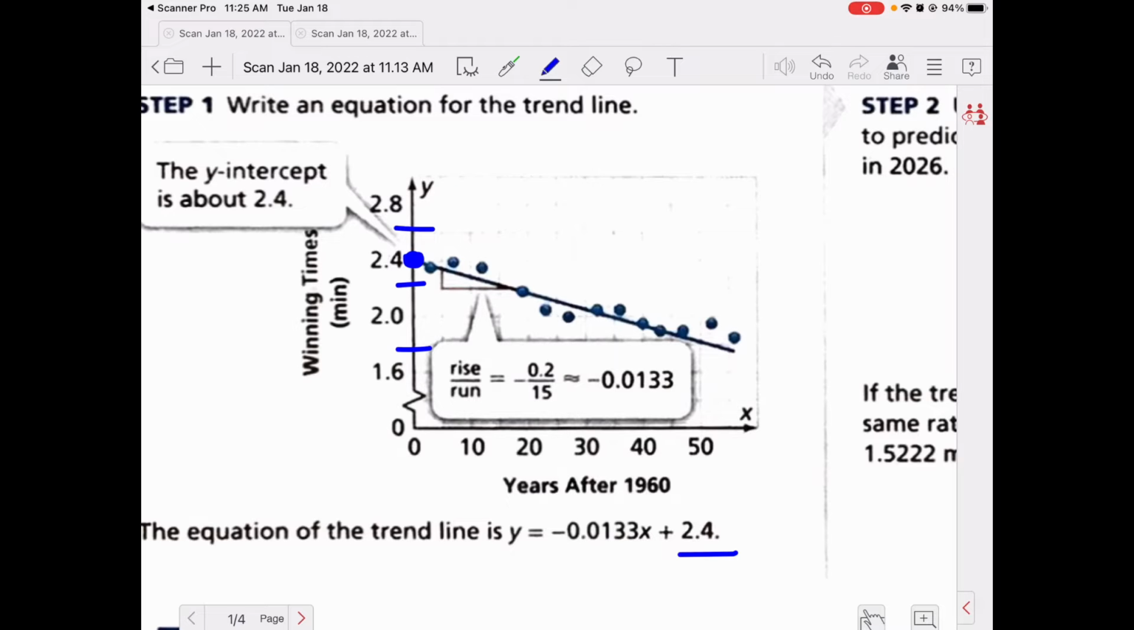Okay, so if we look at this, we're going down 0.2 and then over 15 between these 2 points. So you just pick 2 points that are on the line. Okay, and then if we divide those, we'd get negative 0.0133, right? And that's our slope. So that's the number in front of x. Okay, so we wrote the equation of this line of best fit. And again, you might get slightly different answers on this, and that's okay.